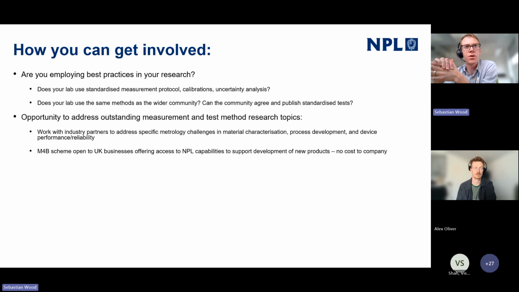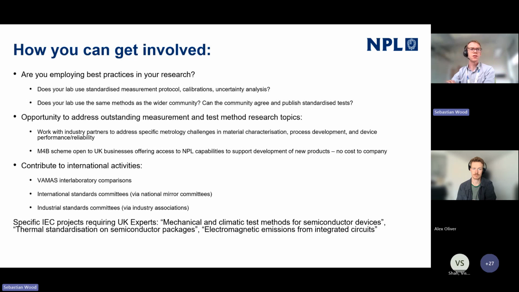And there is a scheme, I'll show you a slide in a moment, called M4B, Measurement for Business. So if you're here from a UK business and you quite like the look of the capabilities that NPL might have for metrology, they can be made available to you at no cost to the company. You can get access to our capabilities and expertise if you're trying to develop new products. So that may be of interest to some. And then contributing to international activities. So there's an organization called VAMAS, and again, that's on the next slide, which is a voluntary international organization, so something that anybody can easily get involved with, which runs interlaboratory comparisons. So quite a simple way of getting immediately involved in international standardization if you want to.